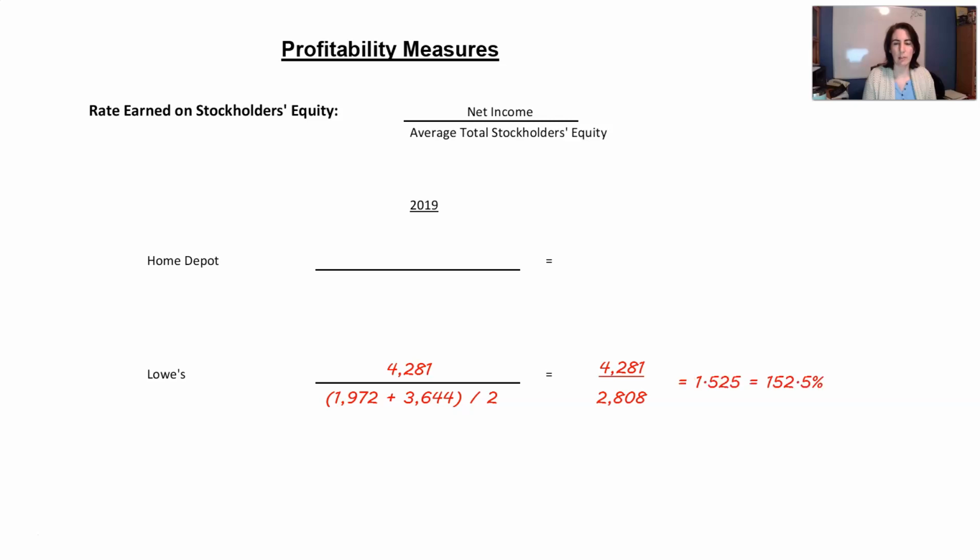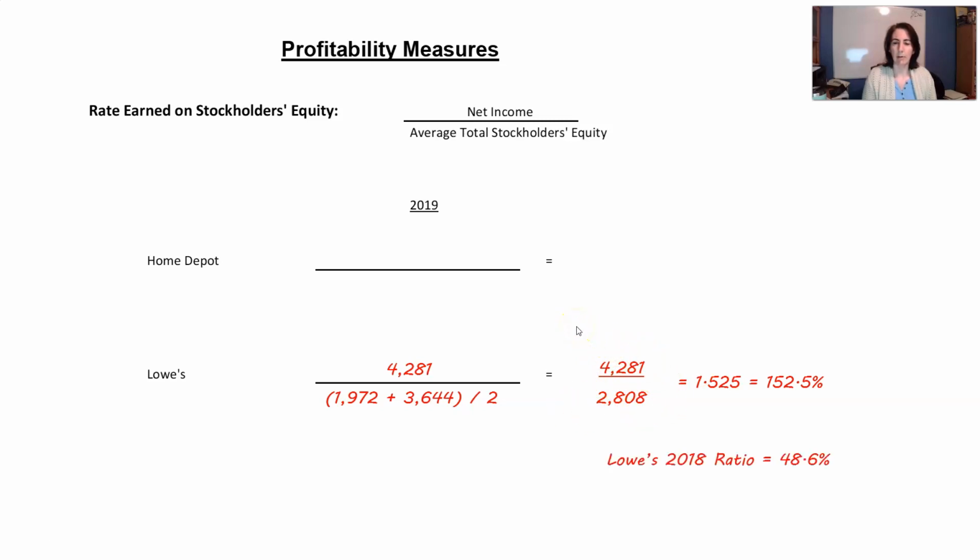Lowe's rate earned on stockholders' equity, 152%. It's pretty significant. The idea is how much of your net income is driven by your own stockholders' equity in the business, right? Think about what it has: your common stock, preferred stock, if you have any, retained earnings. That's a big number that's usually in there, right? So the idea is that your net income is being driven significantly by your stockholders' equity. Okay, so net income is really high compared to your overall stockholders' equity.